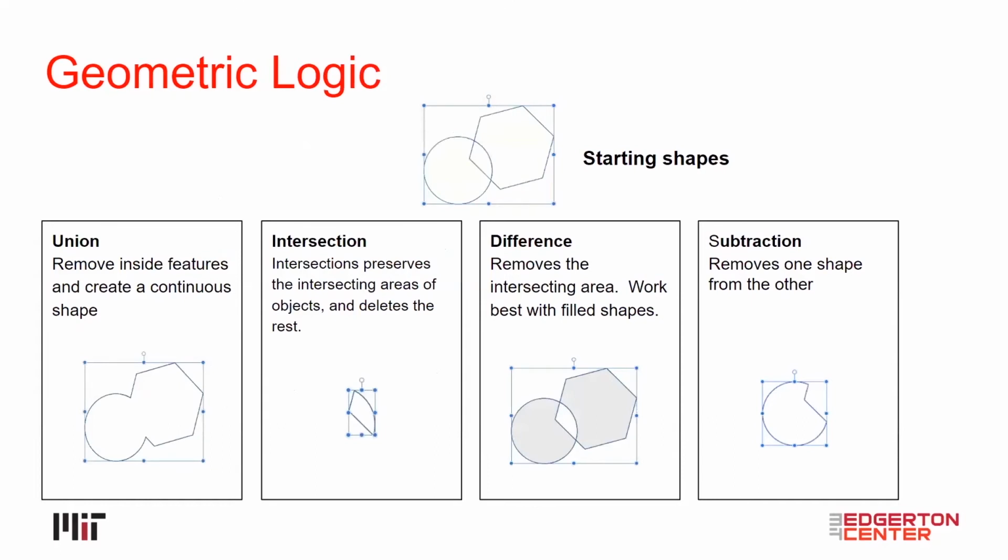Many image processing tools now have a feature I call geometric logic, where you can select two shapes and perform functions like union, intersection, difference, or subtraction on two of the shapes. In this slide, you can see what the resulting shape is for each of those functions.